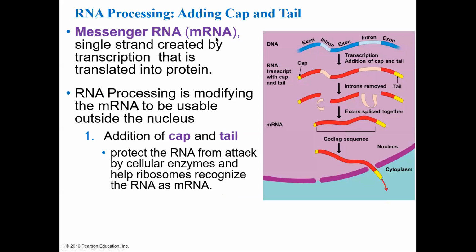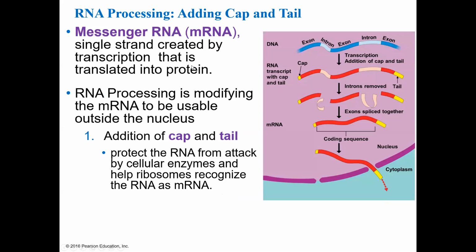So this mRNA is made from RNA polymerase. RNA polymerase is going to latch on there and make mRNA. The M, of course, stands for messenger RNA. And this is all transcription. This happens in the nucleus.